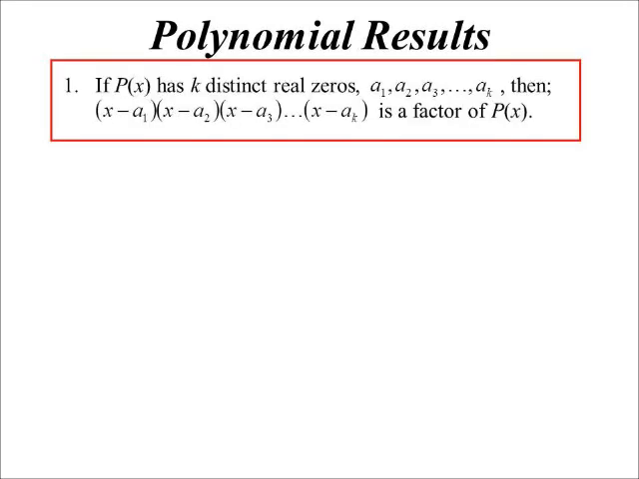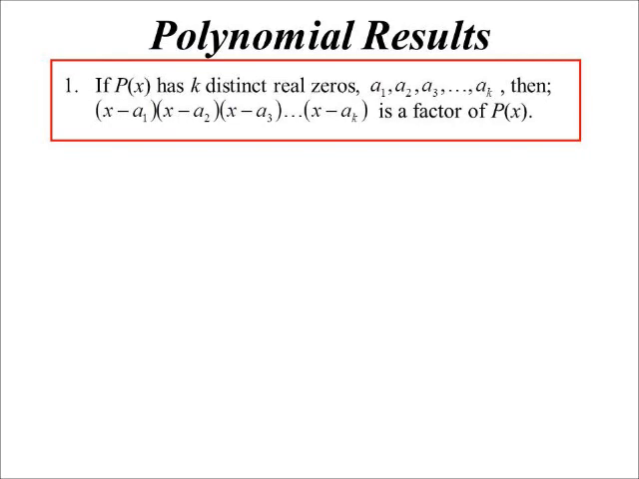So yesterday I looked at some polynomial theorems, today some polynomial results. So here's the first one. If we know a polynomial has k distinct zeros, in other words, k different solutions to the polynomial, if you like, then we know that x minus a1, x minus a2, up to x minus ak must be a factor. That's just by the factor theorem.